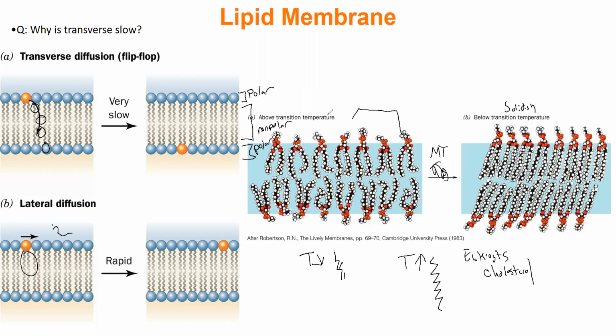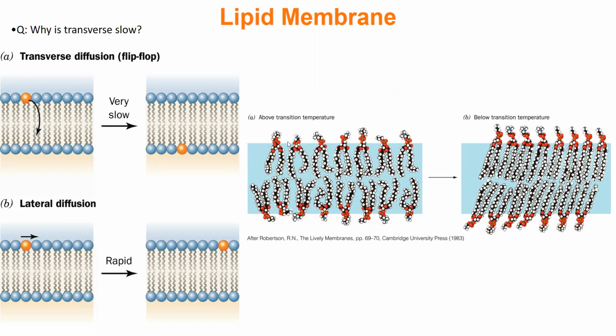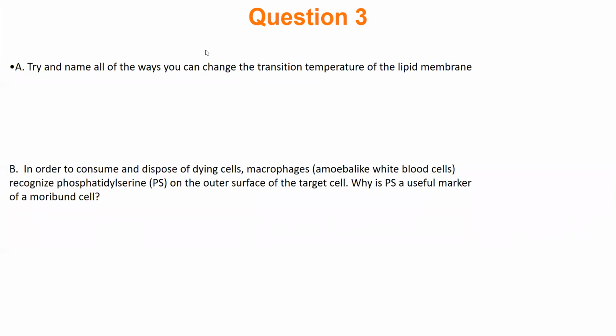It's liquid/solid, but it is fluid, and we need to make sure it stays fluid at all times. Right. So question 3, I just kind of answered. Try and name all the ways you can change transition temperature. So that's by cholesterol, changing tail length, and saturated versus unsaturated. By changing all of these, you can change the transition temperature of the membrane.